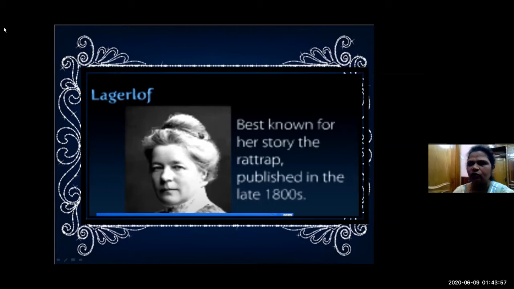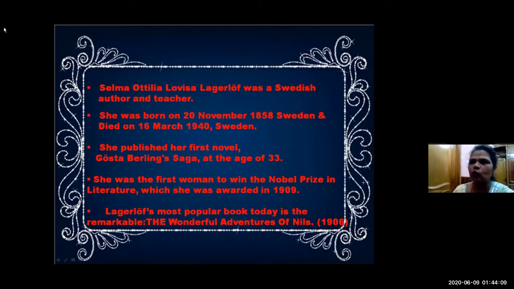Selma was best known for her story, The Rattrap, and it was published in the late 1800s. Selma Ottilia Lovisa Lagerlöf was her full name. She was a Swedish author and teacher. She was born on 20 November 1858 in Sweden, and she died on 16 March 1940 in Sweden.